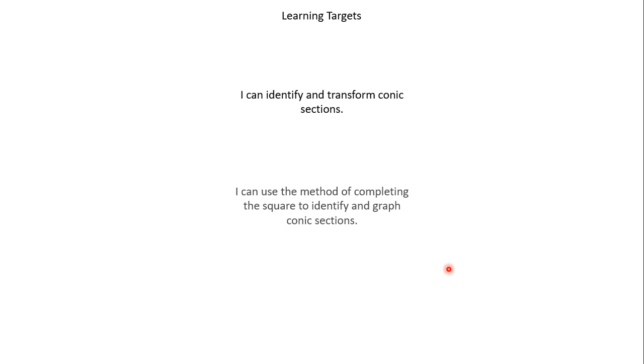Learning targets for today. I can identify and transform conic sections. Again, that's the one that's pretty easy. And then I can use the method of completing the square to identify and graph conic sections. That's where we're going to spend more of our time, most likely.